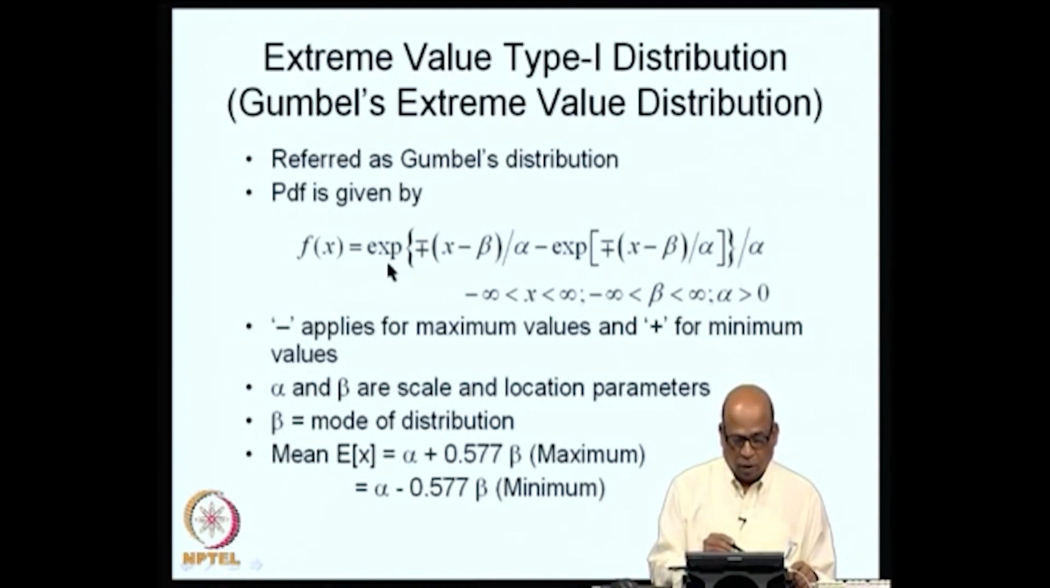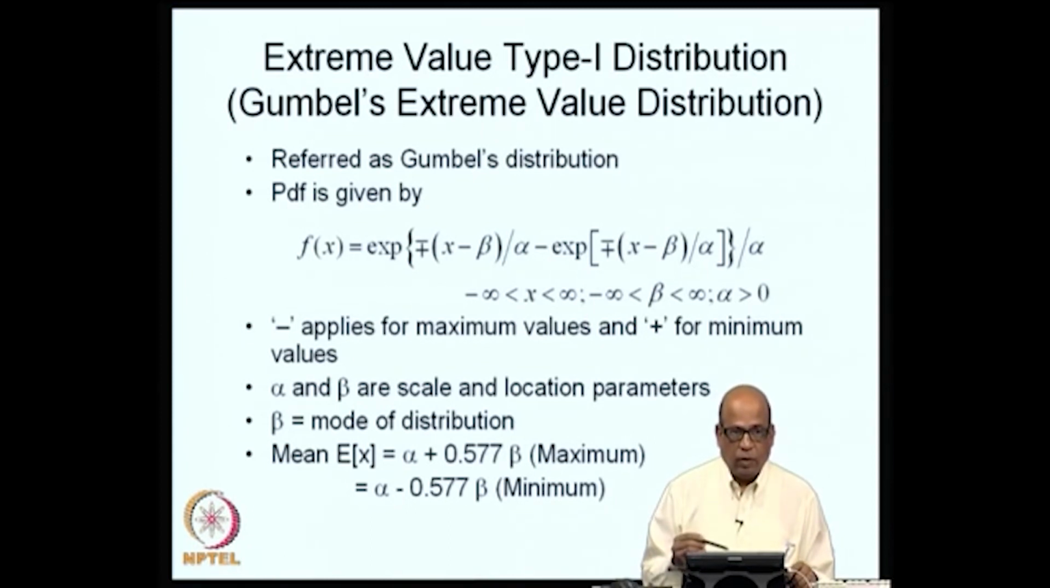As you can see, you have an exponential raised to the power of another exponential of the same term. This has two parameters, alpha and beta. So, this alpha and beta define this particular PDF, and it is defined for x between minus infinity to plus infinity, beta between minus infinity to plus infinity, and alpha positive values. Alpha should take only positive values.